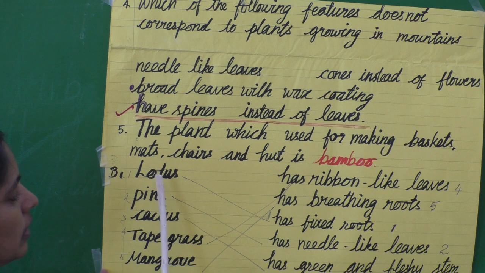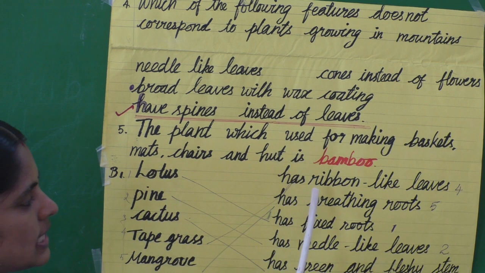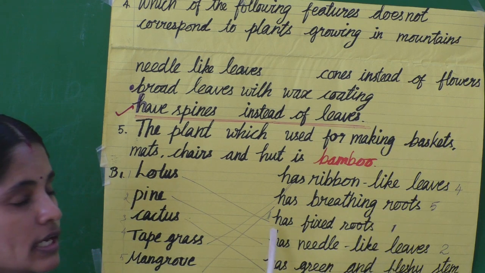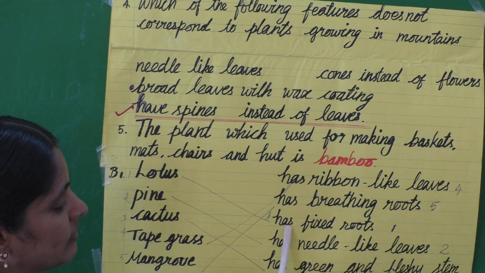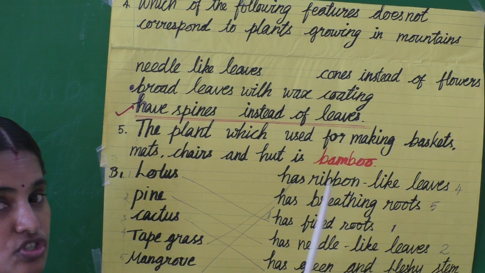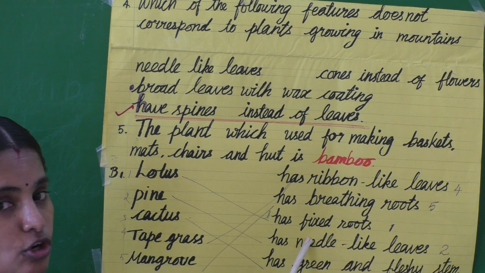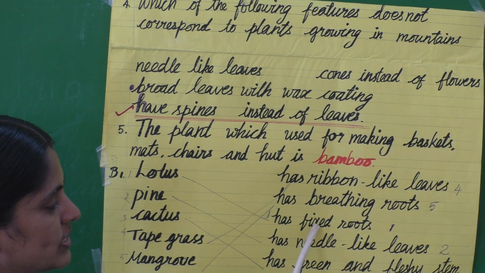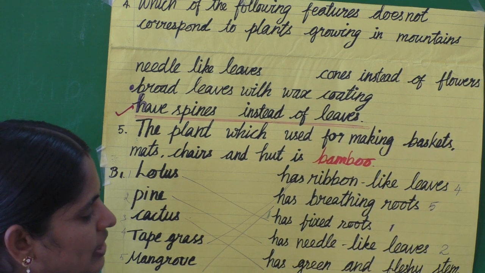Here one side has lotus, pine, cactus, tape grass and mangrove, and this side has ribbon-like leaves, has breathing roots, then has floating roots. In your book they gave has floating roots. You change the word floating into fixed. It is wrongly mentioned, so mark it fixed in your book. Then has needle-like leaves, has green and fleshy stem.